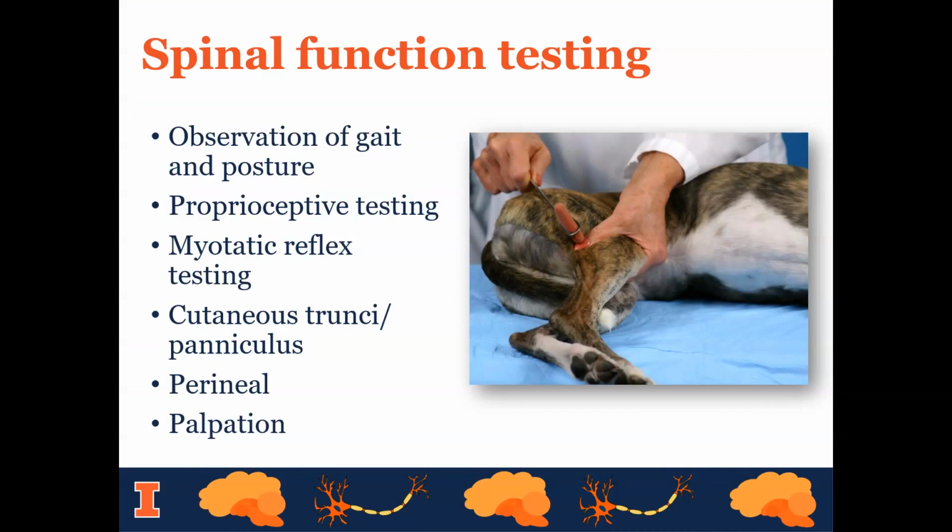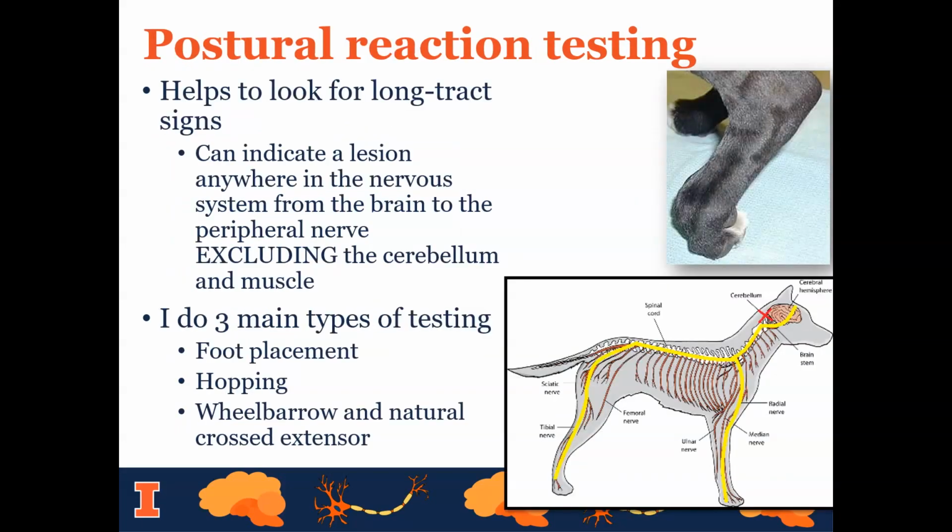So as we move out of the brain, we're going to start thinking about spinal function testing. And we think about looking at a few different things. So we're looking at observation of the gait and posture. That already gives us a lot of clues about where in the spine the problem might be coming from, depending on which legs are affected and how the legs move in the swing phase of the gait. We think about proprioceptive testing, myotatic reflexes, the skin reflex or that cutaneous trunci, perineal reflex or that anal reflex, and palpation of the pet.